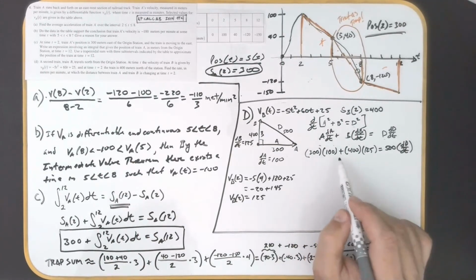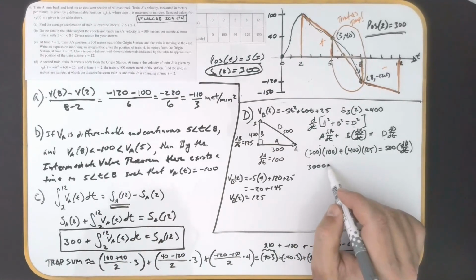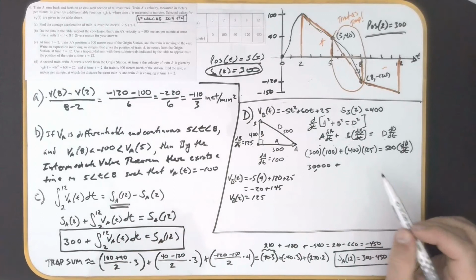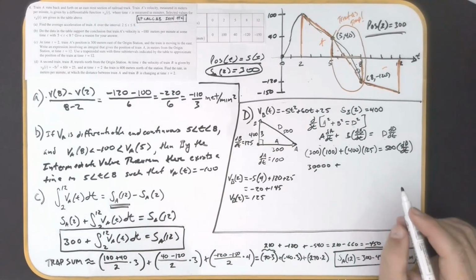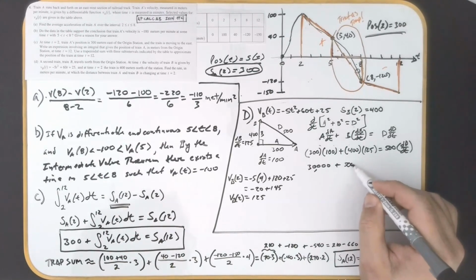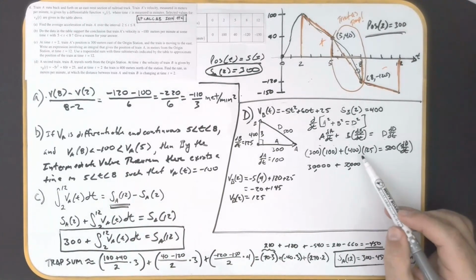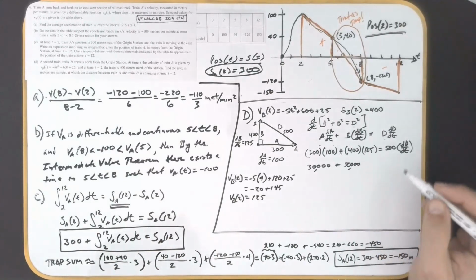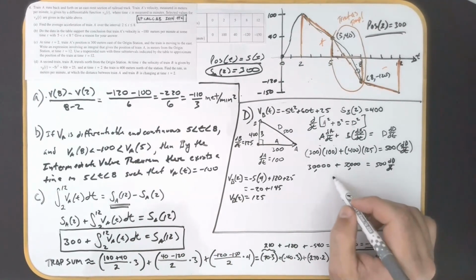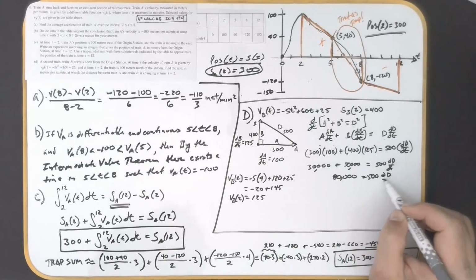Okay, so 300 times 100, we're going to have a 3 with 4 zeros here. So we have 30,000. And then plus 4 times 125. What are we going to have? 50,000? Is that right? Right, so 4 times 125 is 500, and then plus 2 zeros, so we're good, 50,000. And this is equal to 500 dD/dt. All right, so what do we wind up with? 80,000 is equal to 500 dD/dt.